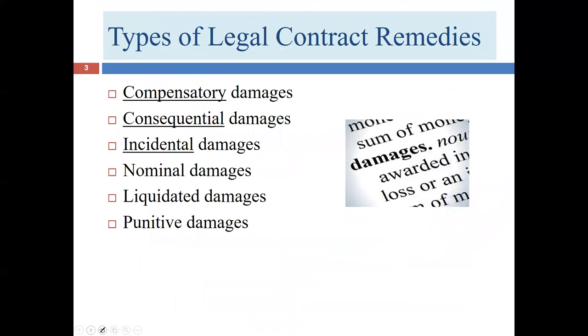So here we have a list of six fairly common legal contract remedies. There's a couple of things I'd like to say about these types of remedies, and I have them listed here as damages, but for the purposes of our presentation, consider the terms to be basically synonyms of each other. Couple of things to say.